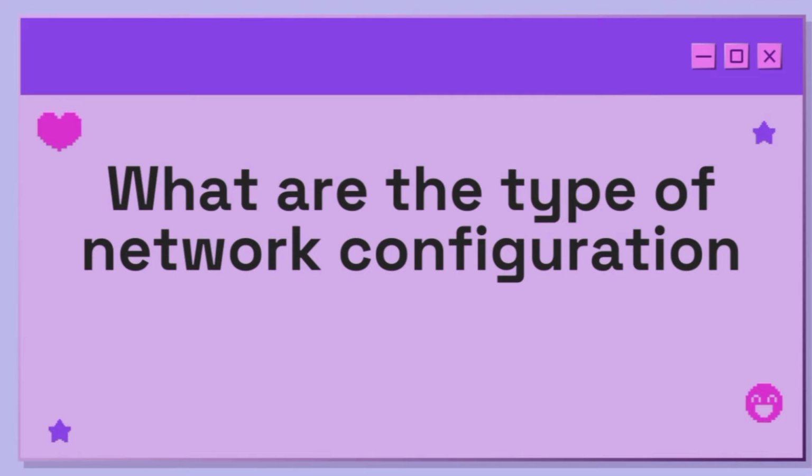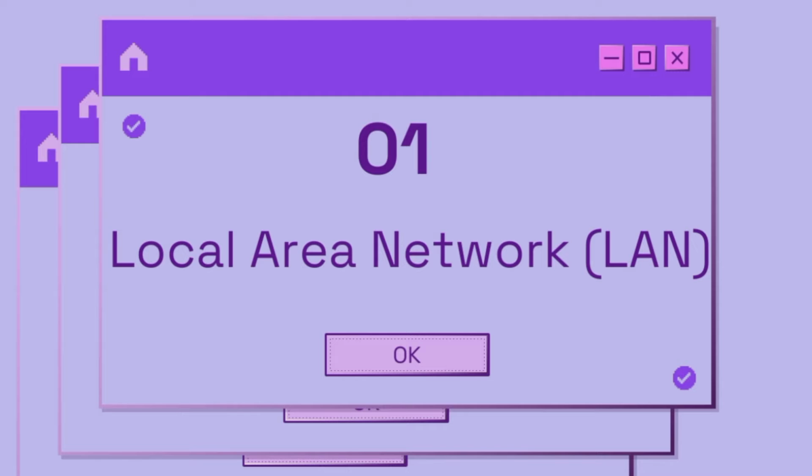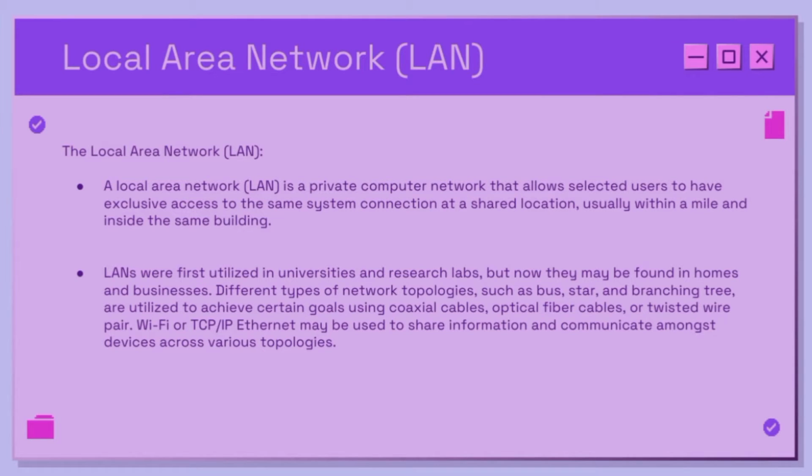What are the types of network configuration? Number 1, local area network. When you connect your laptop or smartphone to your home or business network, you're utilizing a local area network. A local area network is a private computer network that allows selected users to have exclusive access to the same system connection at a shared location, usually within a mile and inside the same building.